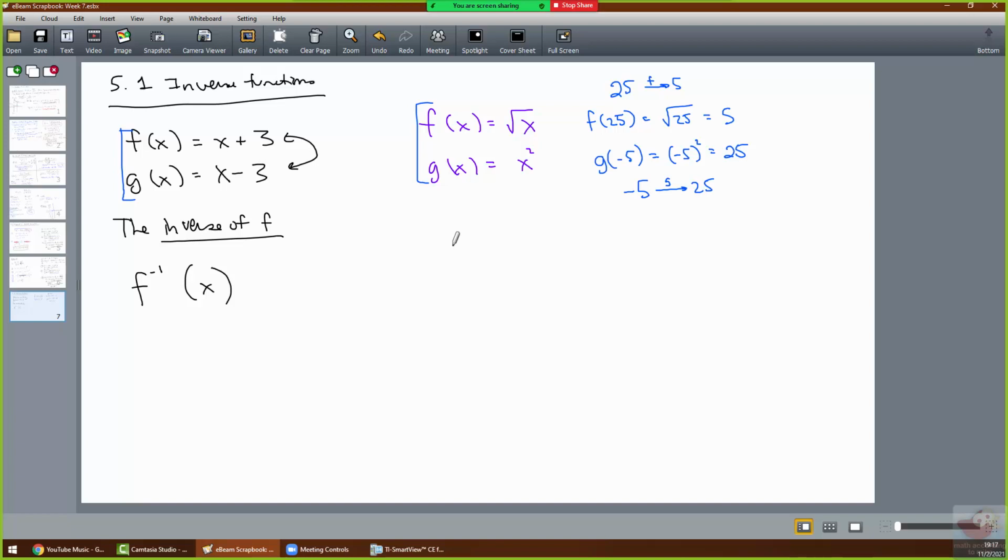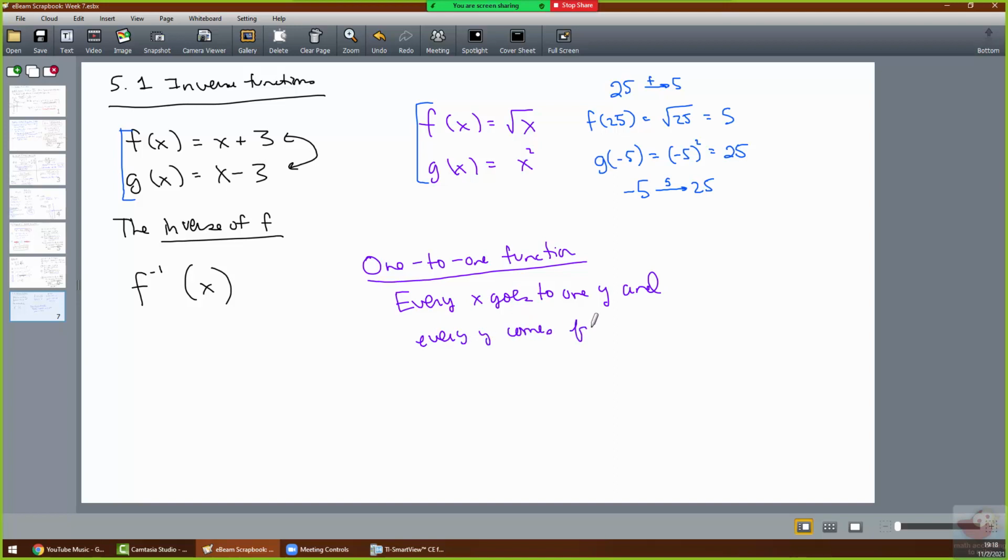And the reason the purple ones did not work is because they do not have a special property of functions, and that is what's called a one-to-one function. In a one-to-one function, this is layman's terms, every x goes to one y, and every y comes from one x.